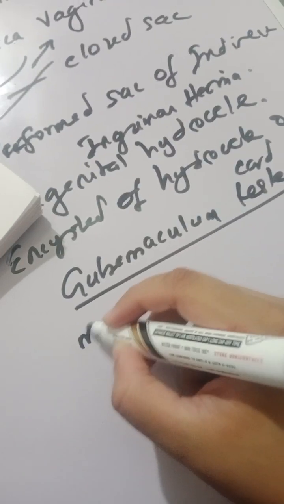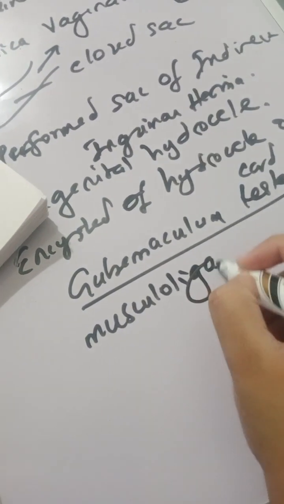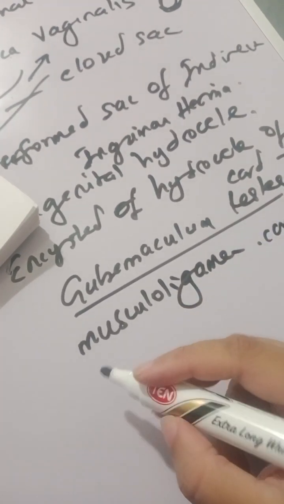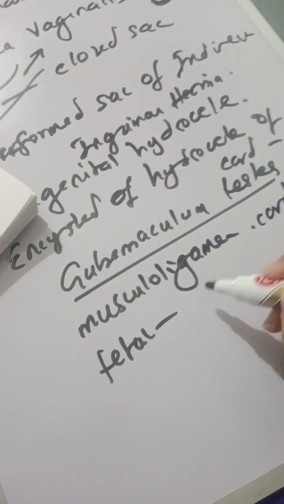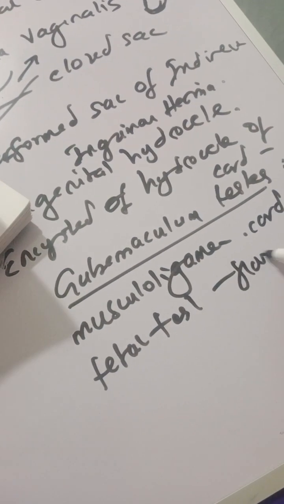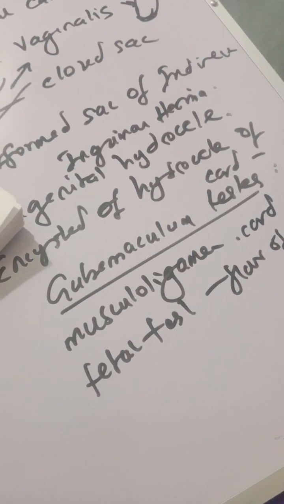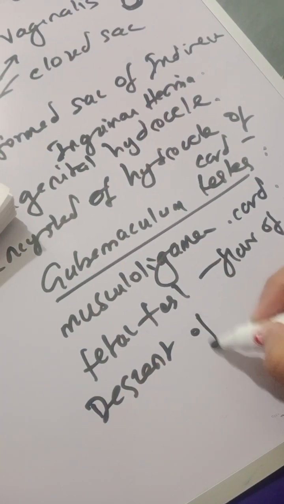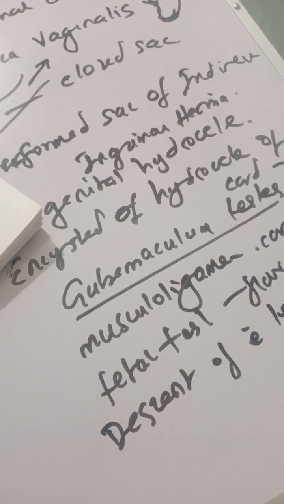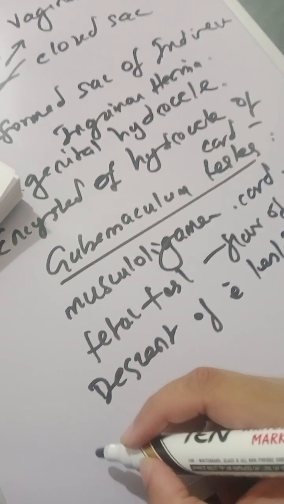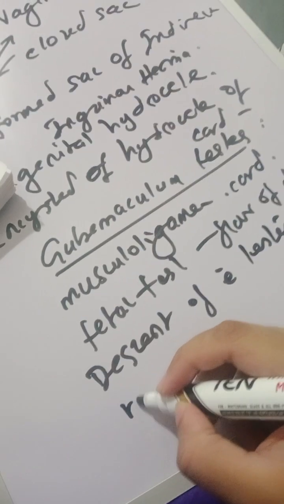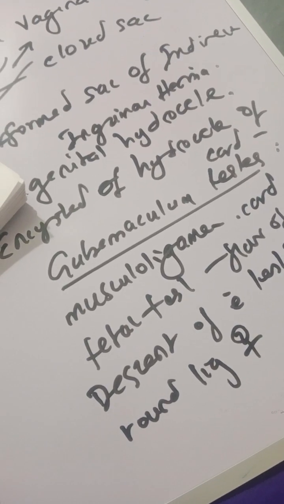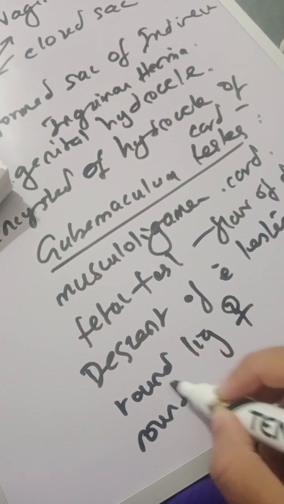So the gubernaculum testis is a muscular ligamentous cord, and it connects the fetal testis to the floor of the developing scrotum. It's important, it plays a part in the descent of the testis, and it is basically homologous to the round ligament of the ovary in females, as well as the round ligament of the uterus.